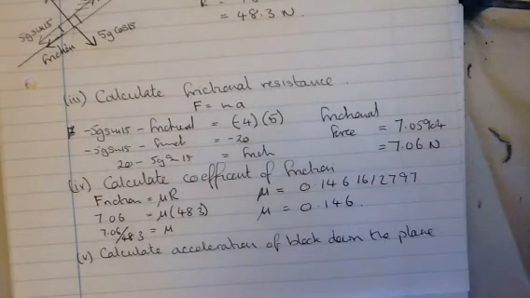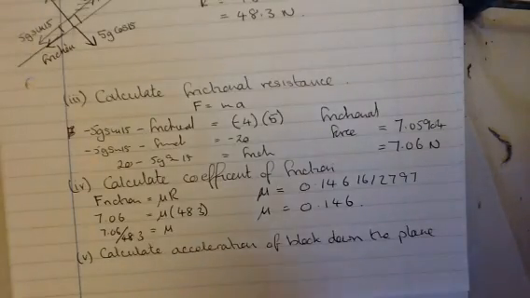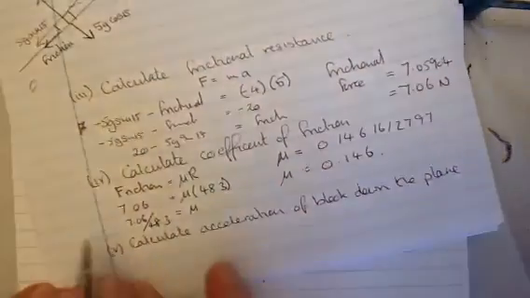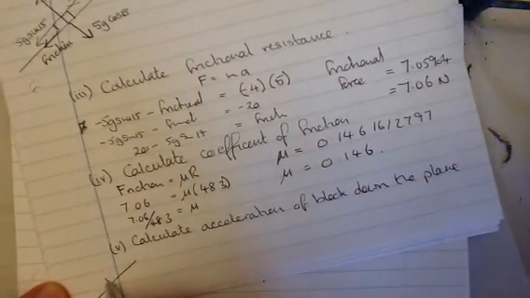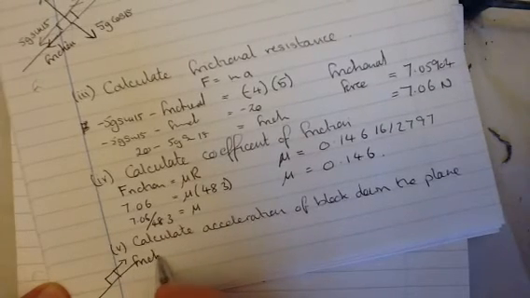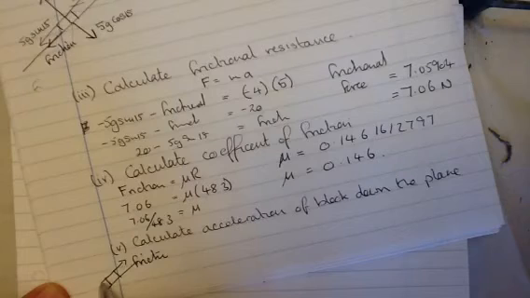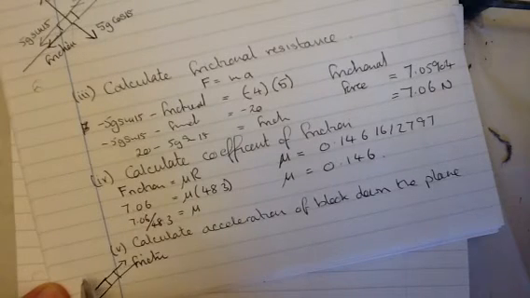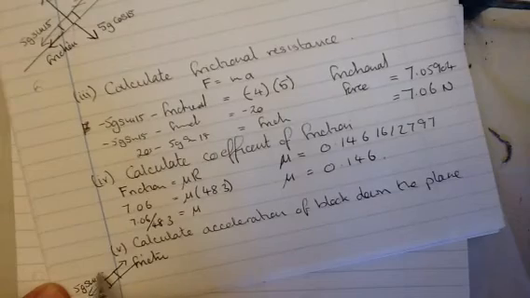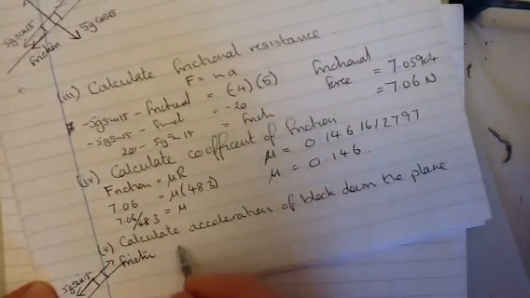Okay, now the last thing we're asked to do is calculate the acceleration of the block down the plane. Okay, we need a new diagram because it's now going to go down the plane, and when it's going down the plane, of course, friction always opposes motion. So friction is going to go up the plane, and then down the plane we're going to have the weight force 5g sin 15.